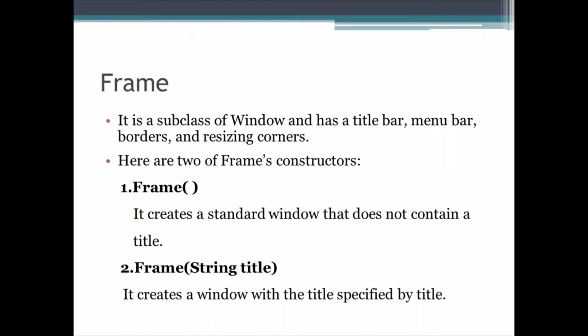There are two constructors of the frame class: the frame default constructor, and the second constructor, frame with title. In the first constructor, there will be no title with the frame. And in the second constructor, we'll get a title in the frame. But suppose if you are going for the first constructor, and you want a title with the frame, then we need to use the set title method.